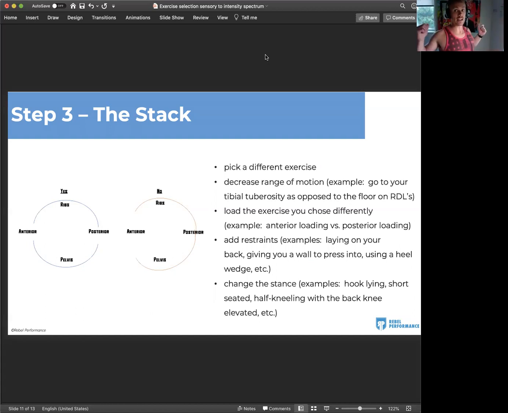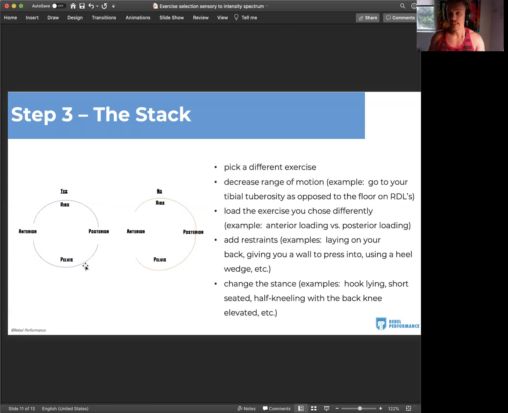Because if I go to your back, it's driving you this way. If I give you something anteriorly to load, like a Zercher or an SSB where you can reach your hands forward, right? I'm stacking the deck in your favor, no pun intended, to be able to maintain this position. I could add restraints, like laying you on the floor, sitting you on the floor, giving you different reference centers that make it easier for you to get into and maintain this position, the stack.